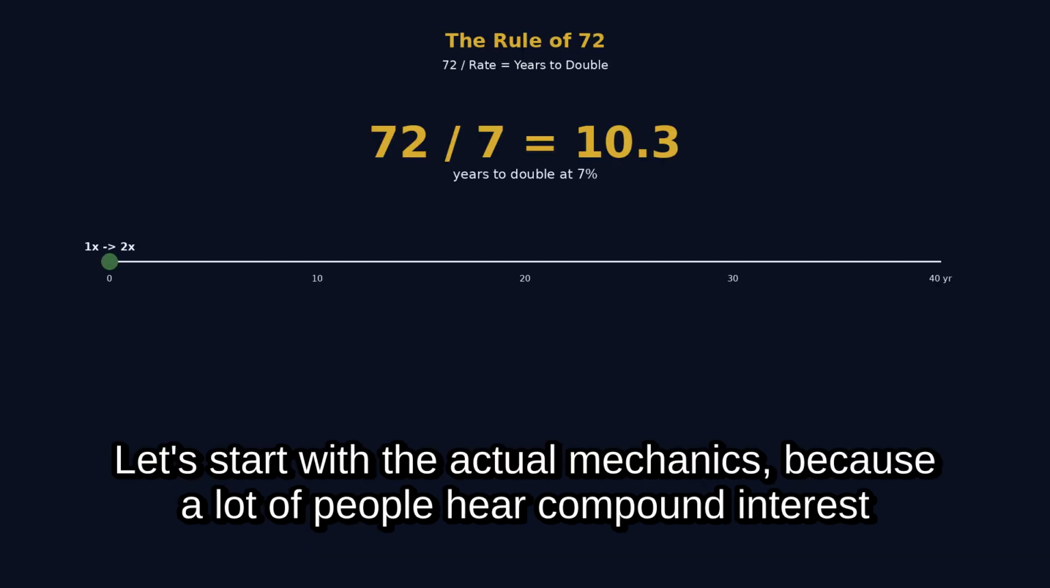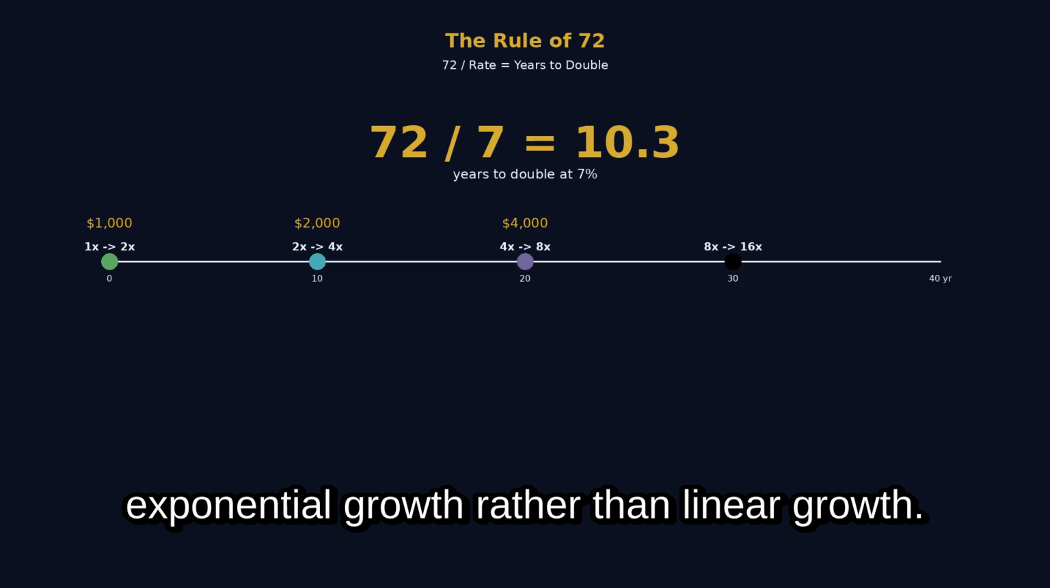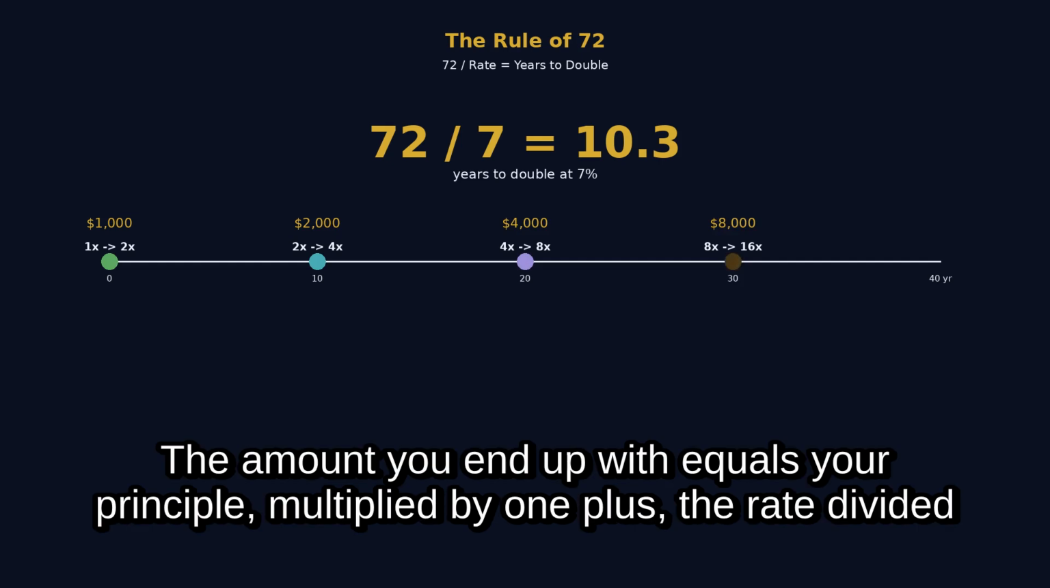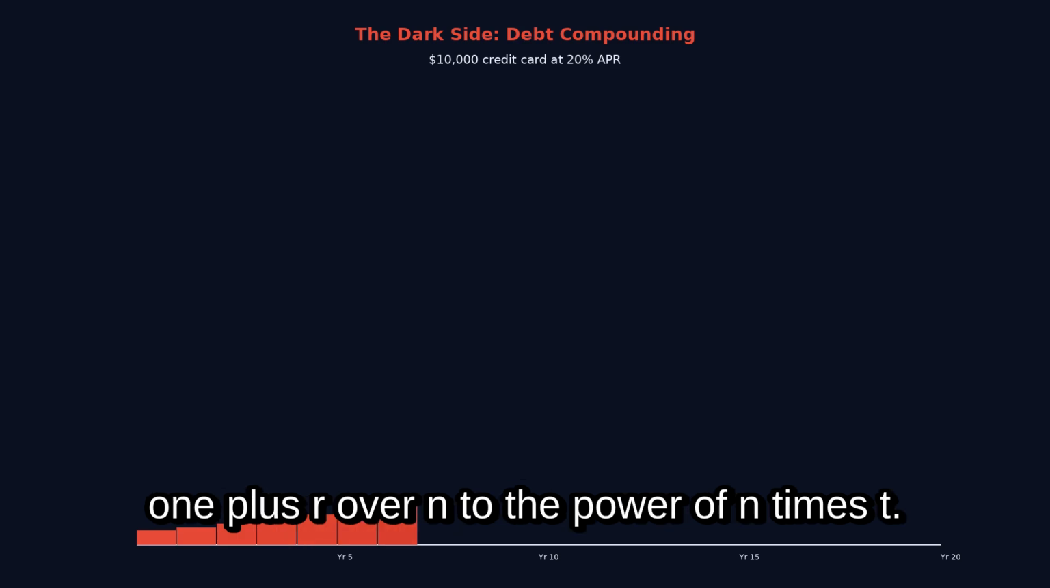Let's start with the actual mechanics, because a lot of people hear compound interest and think interest on interest, which is true, but it doesn't capture why this creates exponential growth rather than linear growth. Here's the formula. The amount you end up with equals your principal, multiplied by 1 plus the rate divided by compounding frequency, raised to the number of compounding periods. A equals P times (1 plus R over N) to the power of N times T.